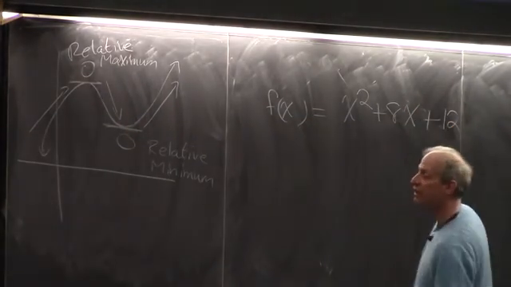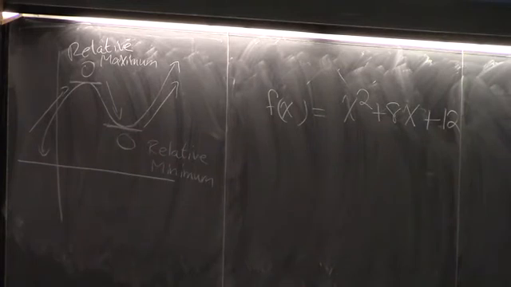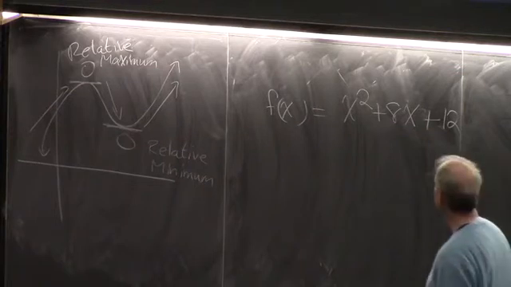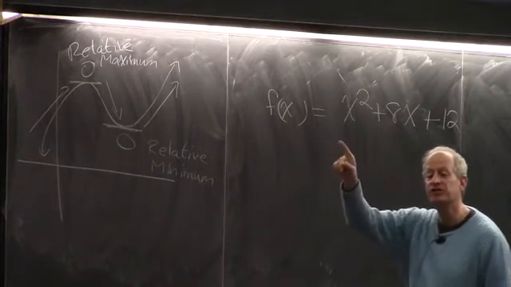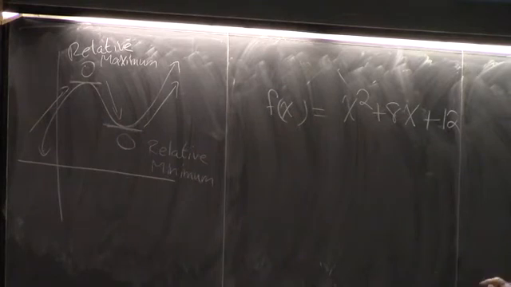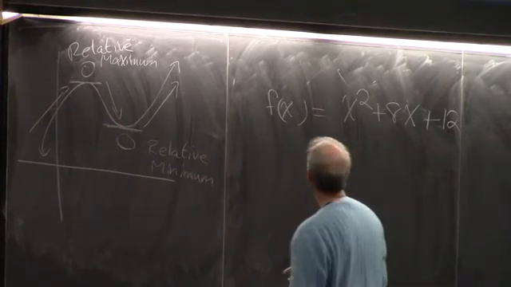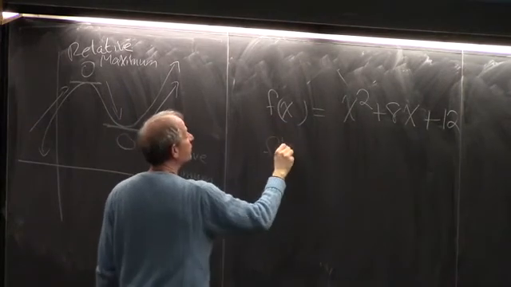It's very straightforward like that. And I want to know where the maximum or minimum is for that equation. By the way, that's a parabola and it's opening up, so it's going to have a minimum. It's not going to have a maximum. So what do I do? I take the derivative and find where it's 0.